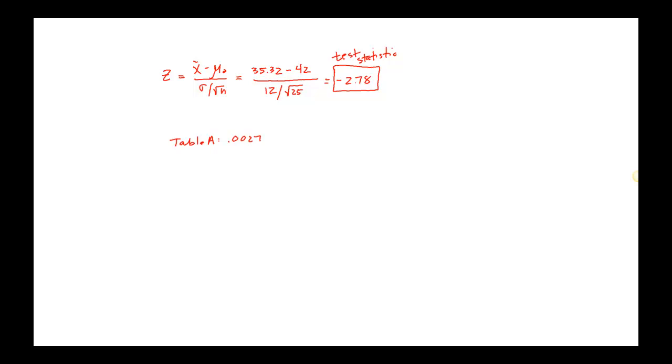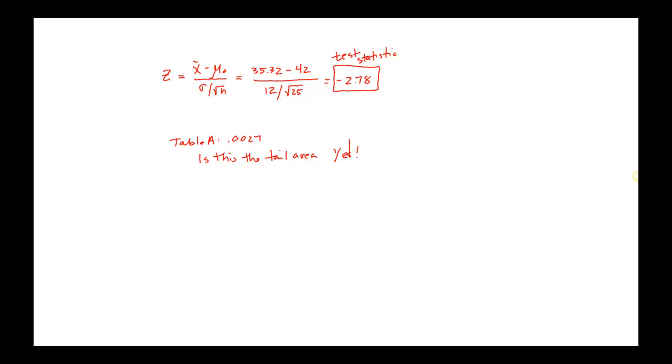Table A said 0.0027. Now when I get the value from table A, the first thing I want to ask is: is this the tail area? The tail area is the area that is away from the center or away from the mean. And I know by looking at the value from the table whether or not it's a tail area. If the area from the table is less than 50%, then it's a tail area, and if it's greater than 50%, then it's not a tail area. In this case, my value was 0.0027. That's less than 0.5 or 50%. So yes, this is a tail area.